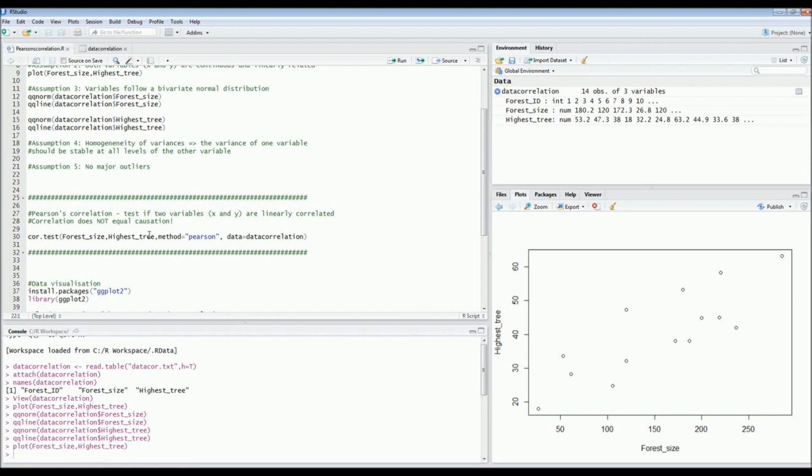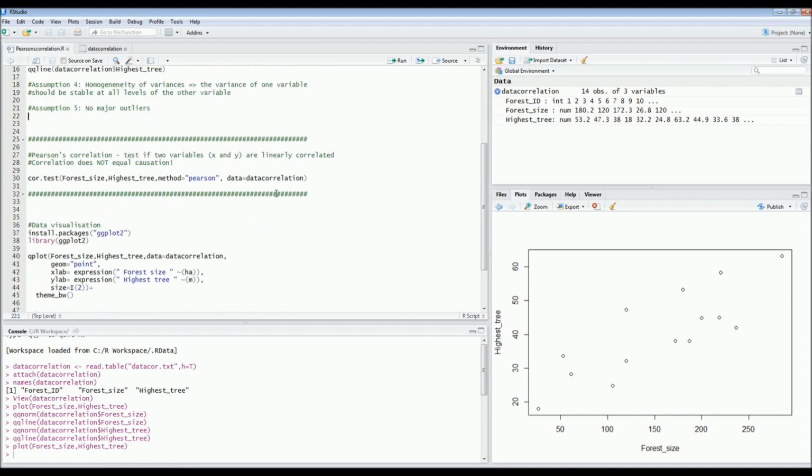We are not testing for any causal relationship. So correlation does not mean causation. There is no dependent or independent factor in a correlation. You're just looking at the correlation of two independent factors, and that's it. So this is the code to run the correlation. It's quite simple. The only thing you cannot forget is to clarify the method that you want to use. So method has to equal Pearson because we're running the Pearson correlation test.